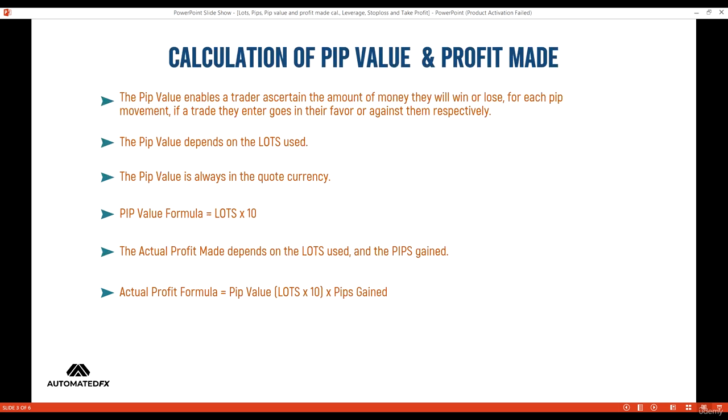So in the next video, we'll be learning about more terminology. We'll be learning about the leverage terminology. So hope to see you in the next.